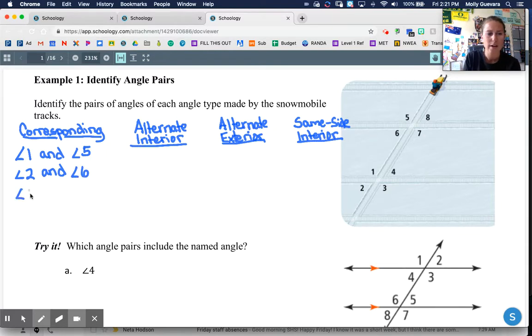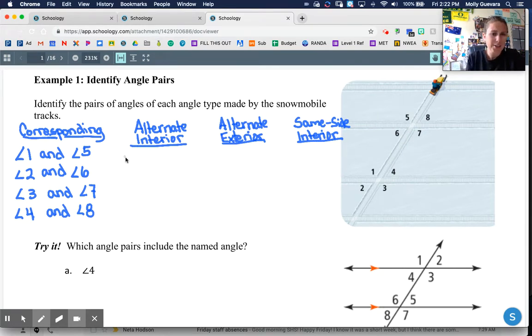Then I have angle 3, which is to the right and below. So over here in this group, that would be angle 7. And then lastly, we have angle 4, which is to the right and above. And that is corresponding to angle 8. So there's my 4 corresponding pairs, right?